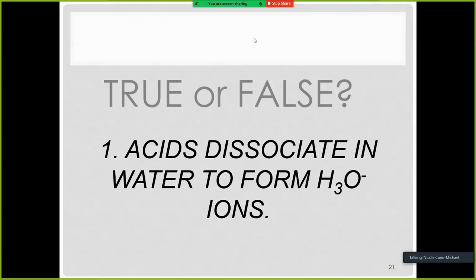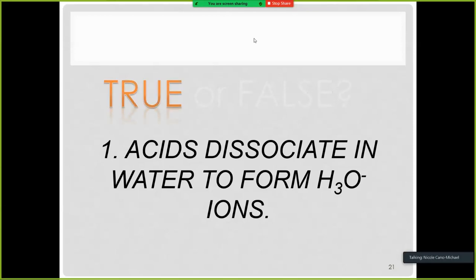Alrighty. Second question. So, acids dissociate. This is actually wrong. My answer was wrong, but whatever. They actually form H3O positive ions, so that's interesting.